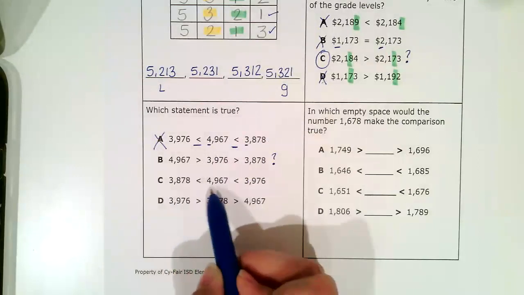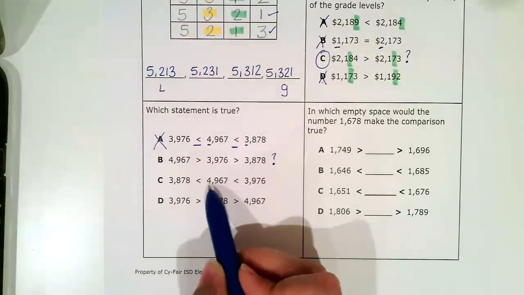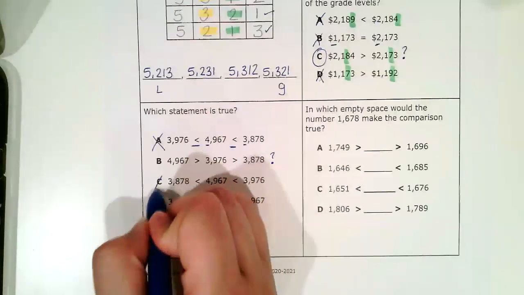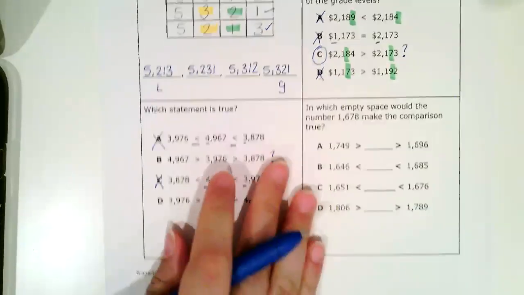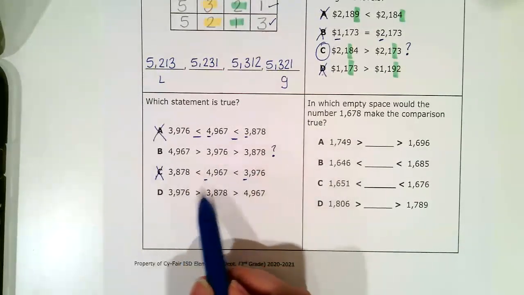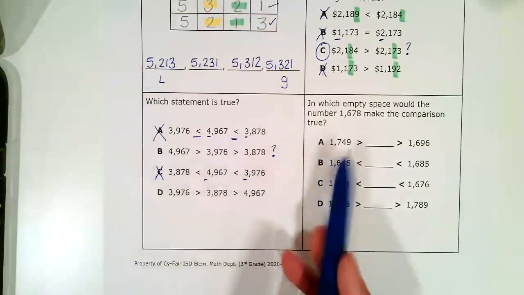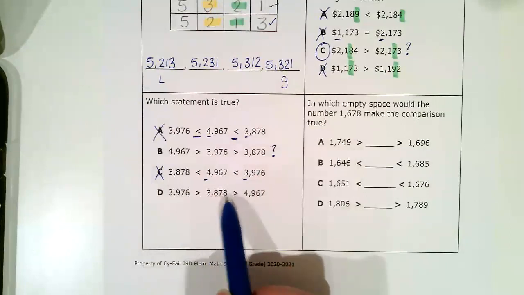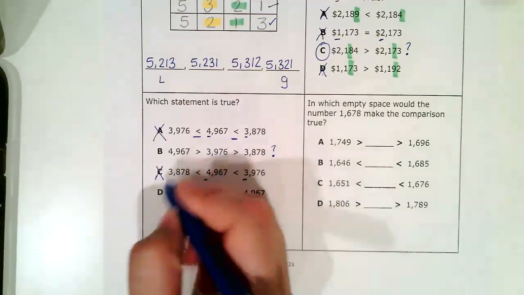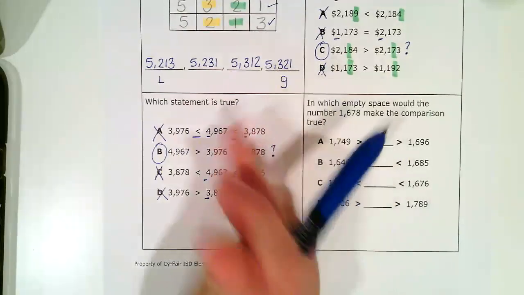3,878 is less than 4,967. Yes. 4,967 is less than 3,000. No. 4,000 is greater than 3,000. 3,976 is greater than 3,878. That part's correct. 3,878 is greater than 4,000. No. 3,000 is going to be less than 4,000. So our answer is B. So we kind of had to go piece by piece.